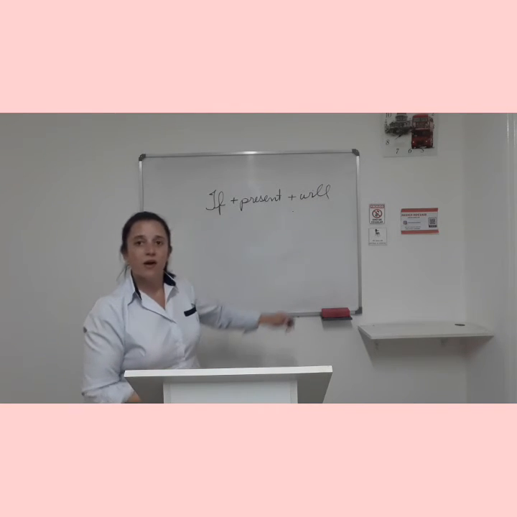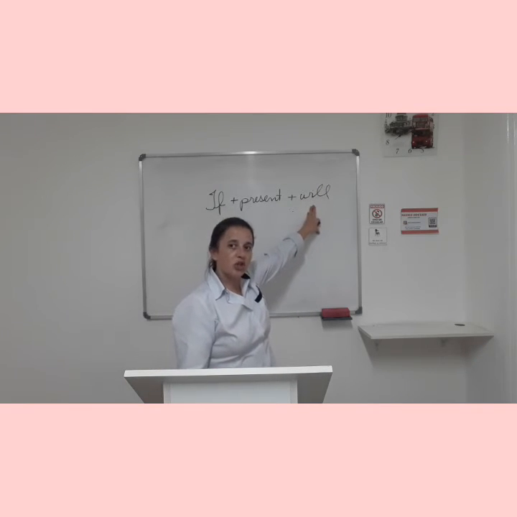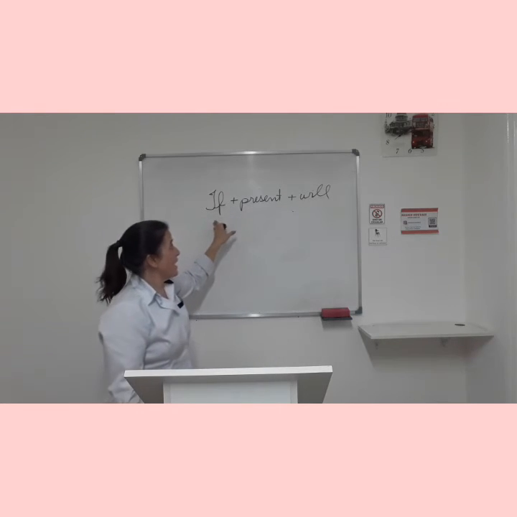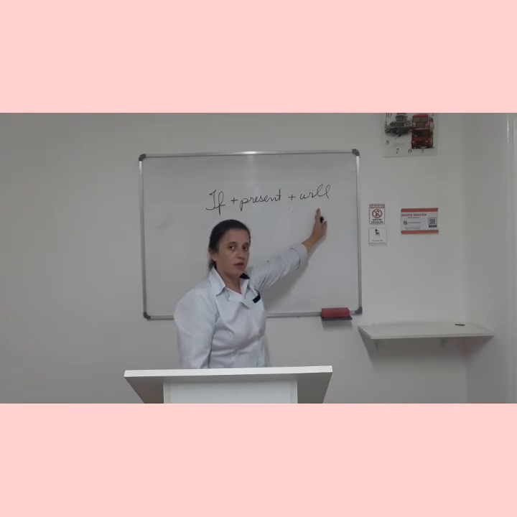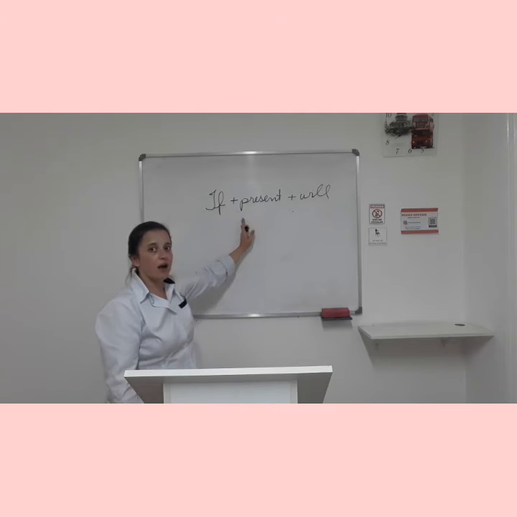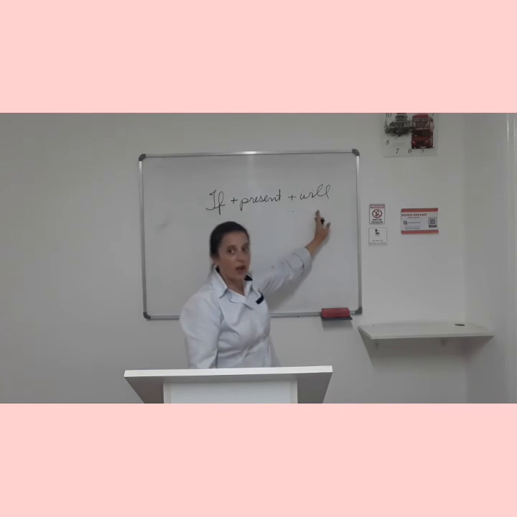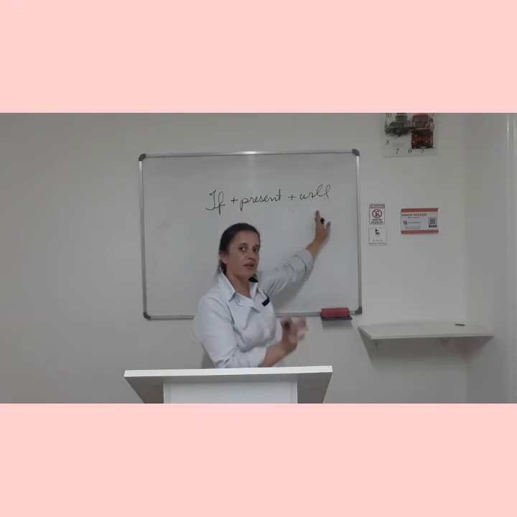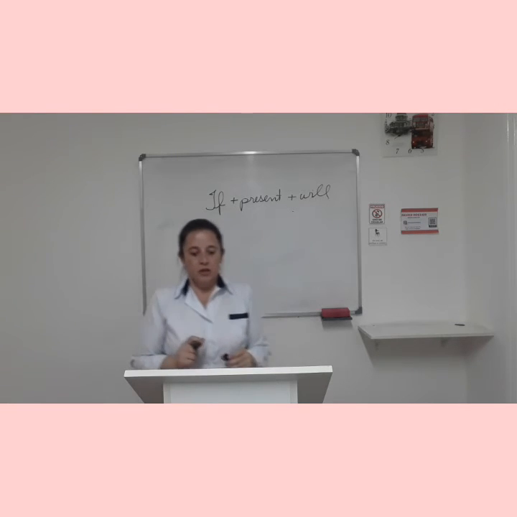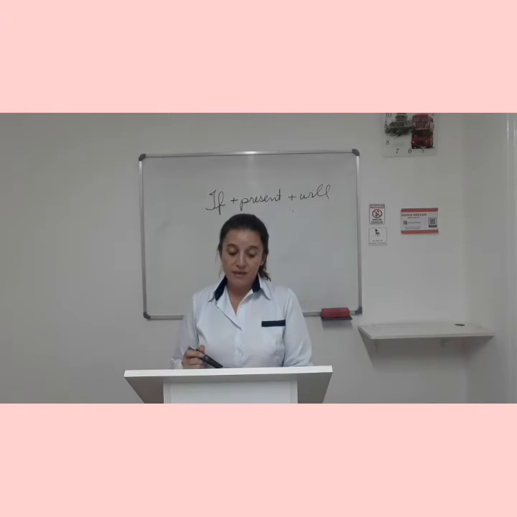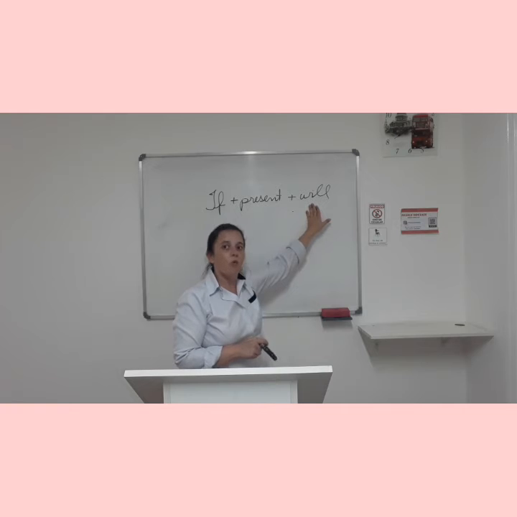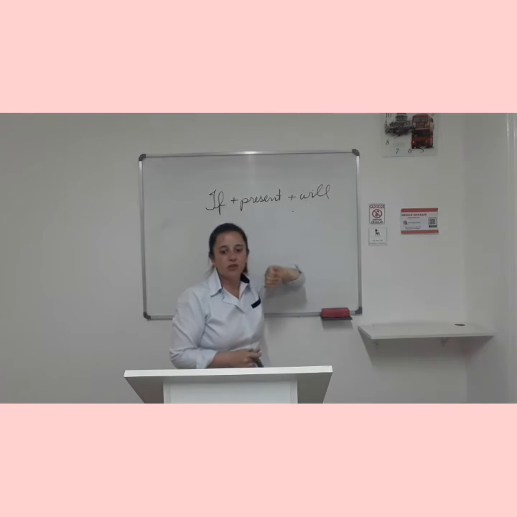Remember that will is the auxiliary that shows us the future. So, it's if plus present plus future. Okay, so if something happens now, something else will happen. Will happen is the future of happen. Okay? And we have to remember that the negative of will is won't. Okay, it can happen too.